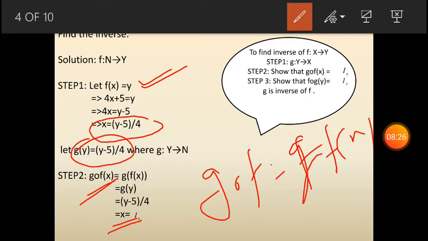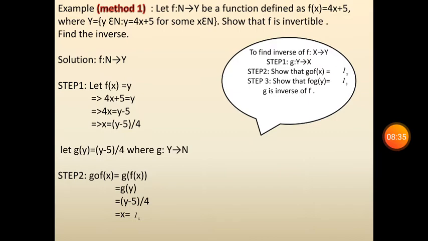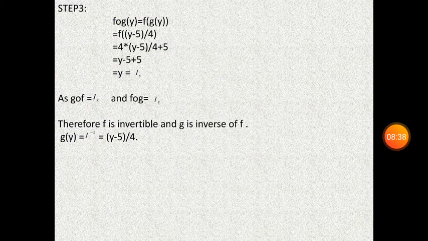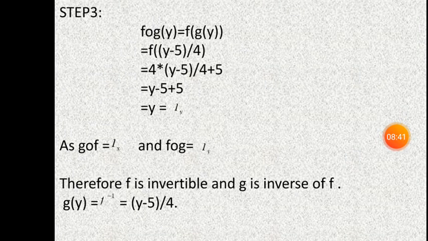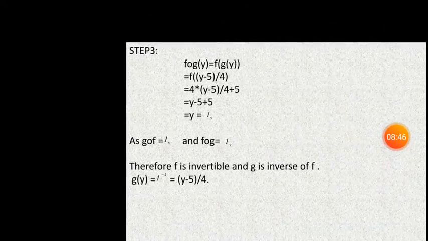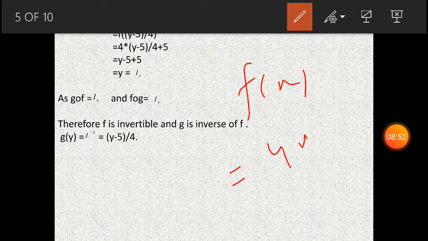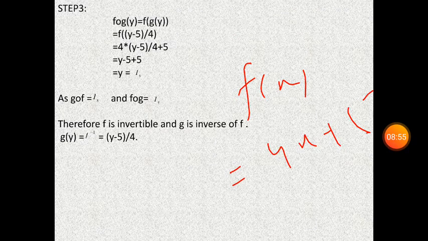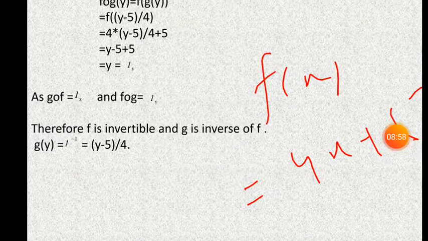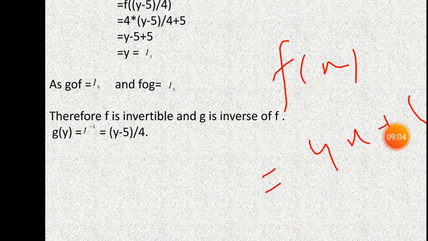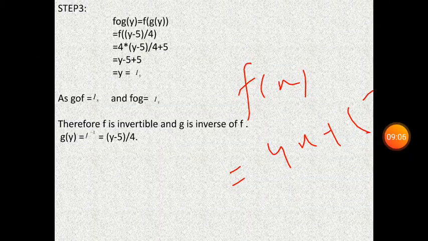Okay. Now the third step is, show that fog is also the identity function on y. So just see how to show it. Fog, just pay attention, that is f of g(y), where g(y) is (y minus 5) upon 4. So this will become the f function. Our f function was 4x plus 5. So here you just pay attention. In place of x, we will put (y minus 5) upon 4, times 4, plus 5. So that will give us y. Okay. So it means fog is also the identity function on y.